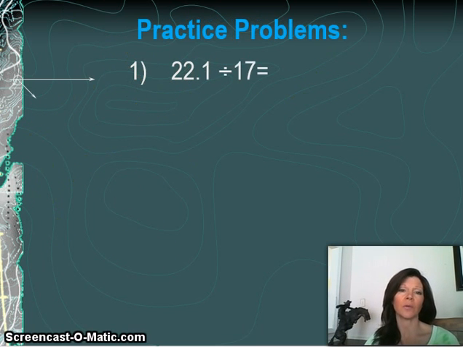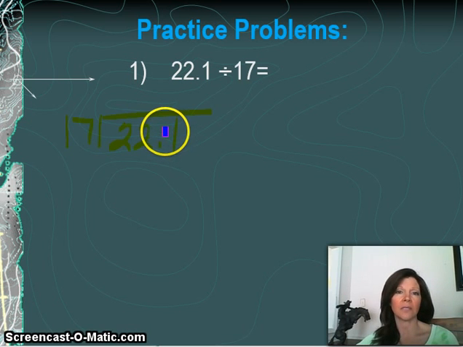I'll set this up for you. Then I want you to do this in your spiral. Pause the video, and then when you start it, I'll do it with you. So let me set this up for you. 17 is your divisor. It goes on the outside of your dividing house. 22 1/10 is your dividend. It goes on the inside of your dividing house. Pause the video, do the problem yourself, restart it, and let's see how well you did.